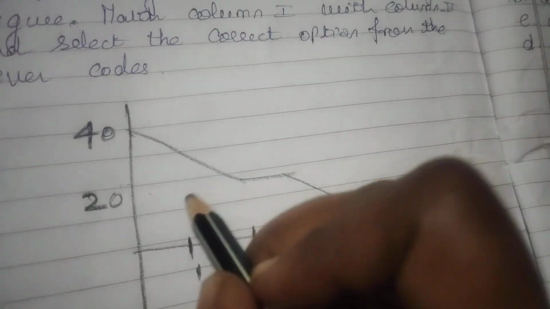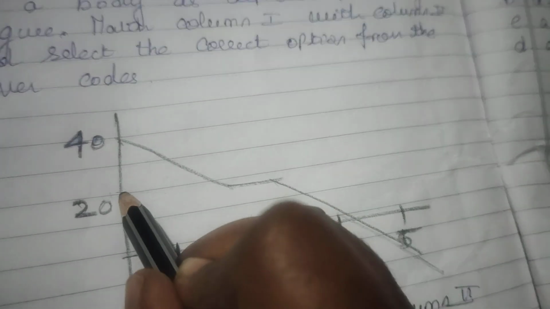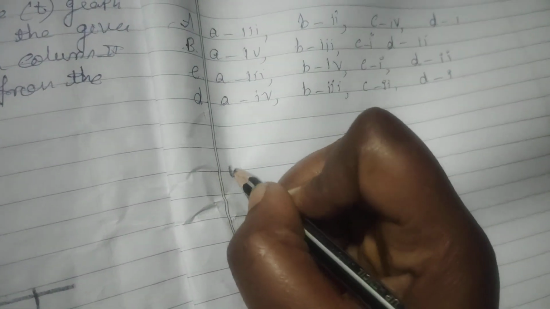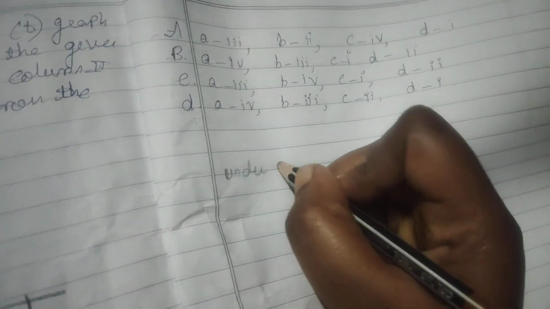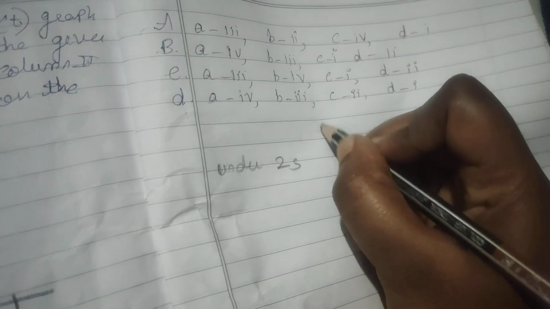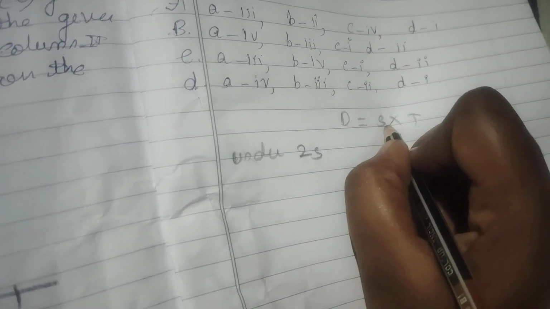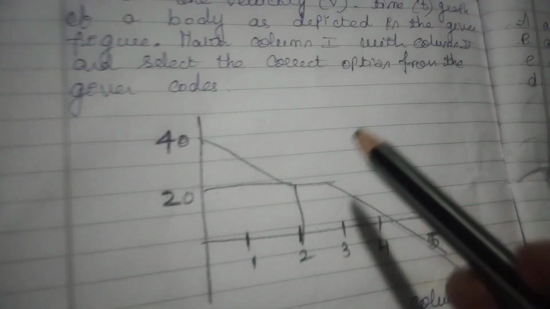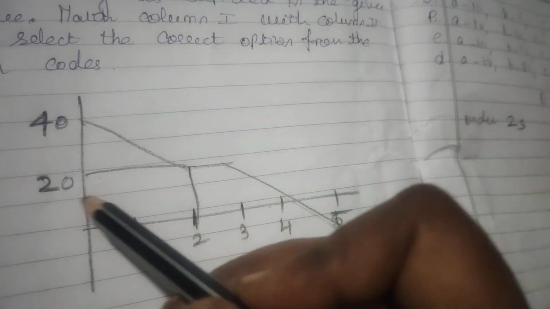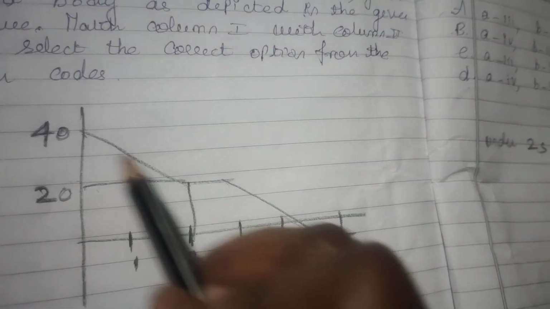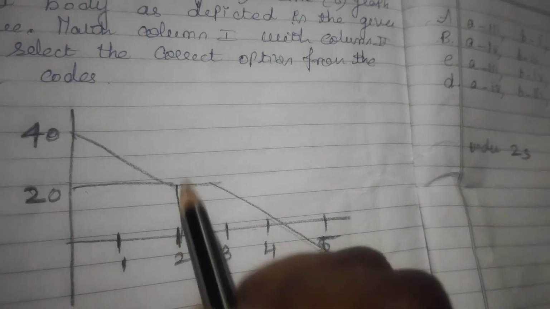I am drawing like this for 2 seconds. I am drawing like this. So first I have to calculate under 2 seconds. So what is distance? Distance is equal to speed into time. What is speed? Speed is area under velocity time graph. So the area under velocity time graph for 2 seconds is this triangle plus this rectangle.